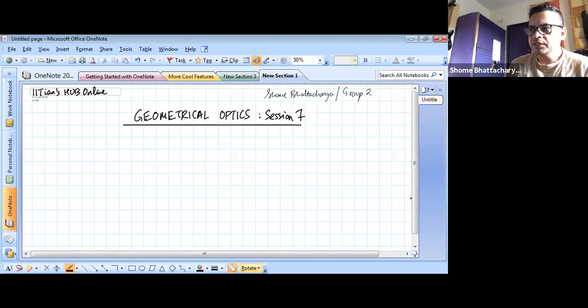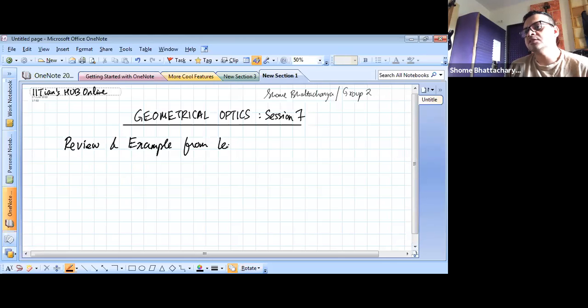As I told you, we'll begin with some review, the application of the lens maker's formula, because that was the last thing we had seen before we got into optical instruments last time. So let's look at a quick review and examples from the lens maker's formula.